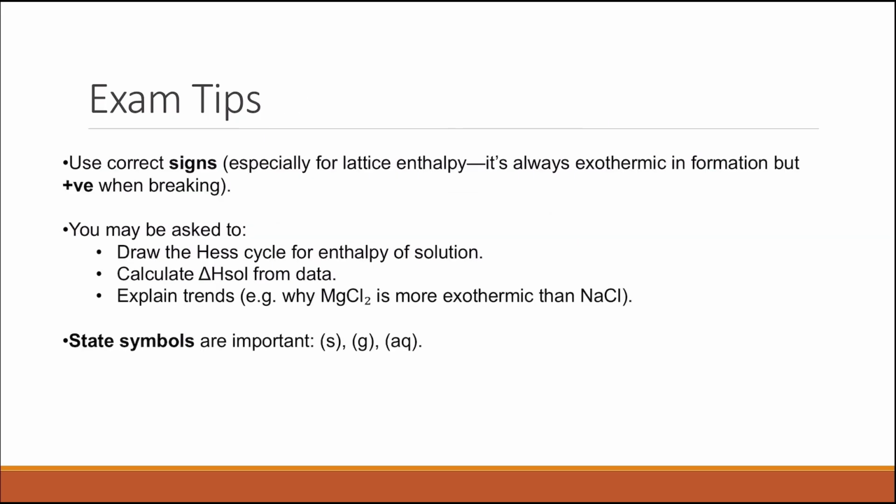Some exact tips for this: please use the correct sign, especially for the lattice enthalpy. Lattice enthalpy of formation is always exothermic, but it's positive when we are talking about breaking or dissociation. So take note of which one, and when you construct the Hess cycle, just put the arrow in the direction of formation or in the direction of the dissociation based on what they provide you with in the exam to determine the two routes.